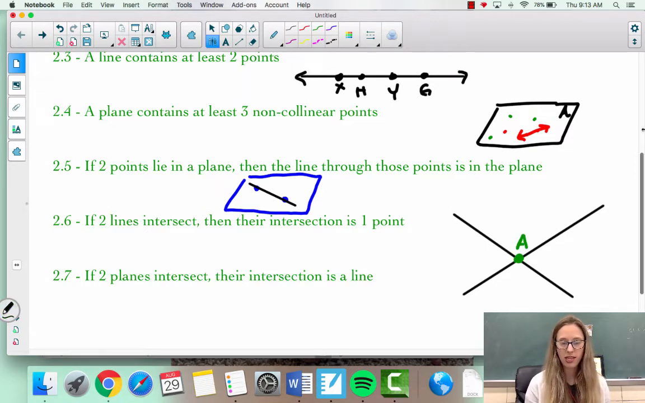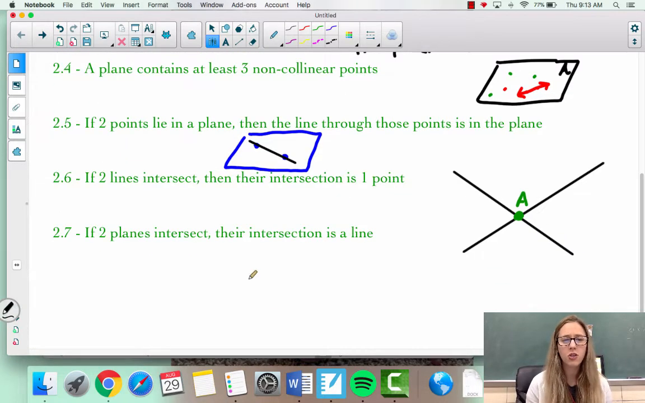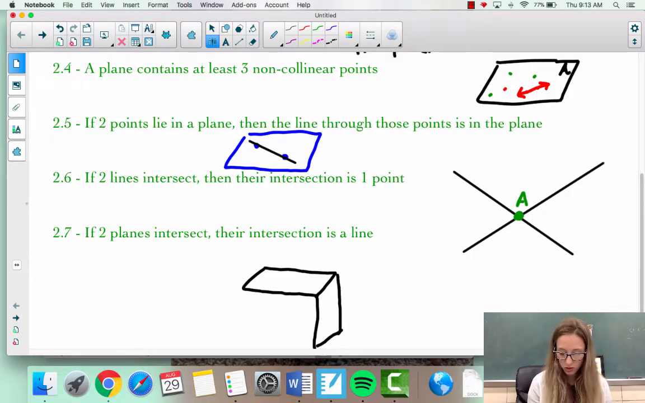And then last but not least, if 2 planes intersect, then their intersection is a line. And that one's a little bit harder for me to draw, but remember we talked about how it's like 2 walls meeting or 2 pieces of paper that we're crossing. So here I've got 2 planes, the top and the side, and their intersection is this green line. Okay. So 2 lines meet at a point, 2 planes meet at a line.